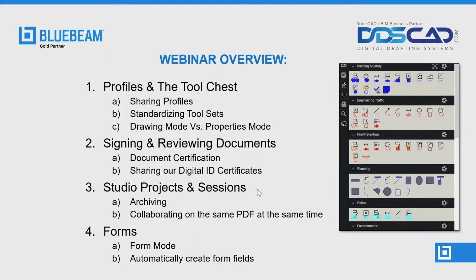We'll get into Studio projects and sessions. Review 20 has some new features in projects and sessions. We went over that in our Review 20 webinar, but I'll go over it quickly in this one. Basically, Studio projects is great for archiving, and Studio sessions is amazing because it allows you to collaborate on the same PDF at the same time with a lot of people. I believe 500 is the limit.